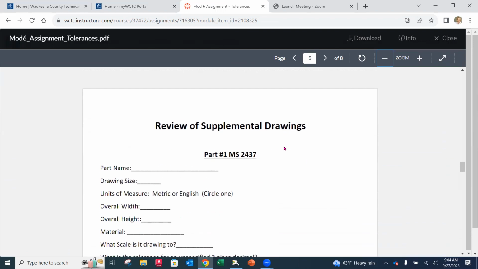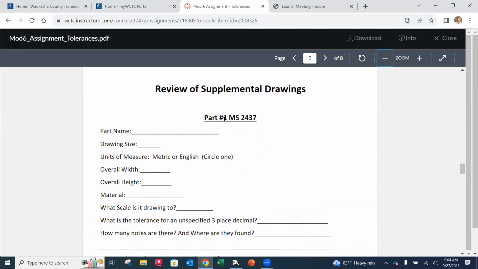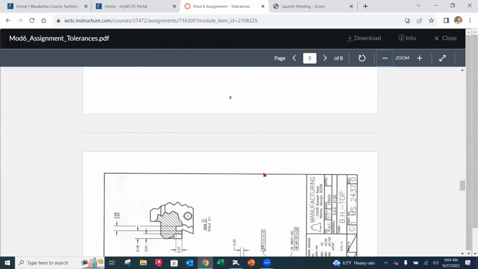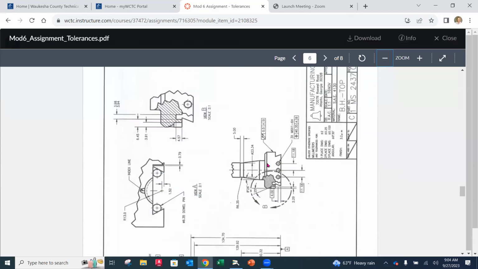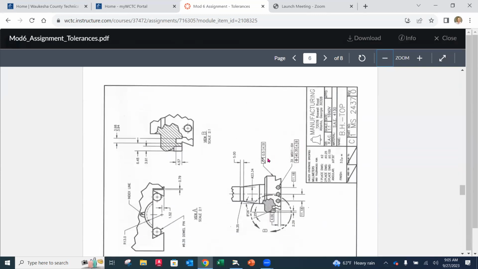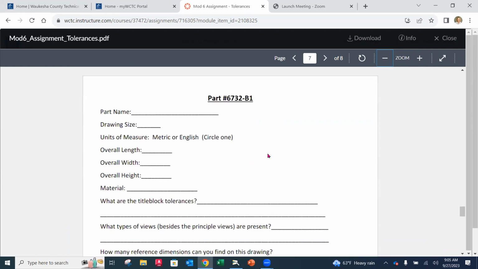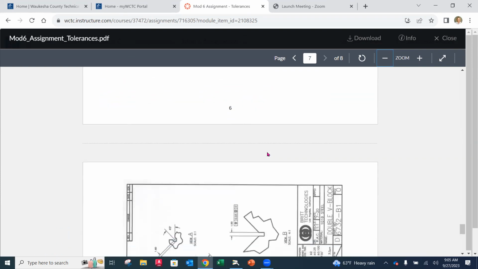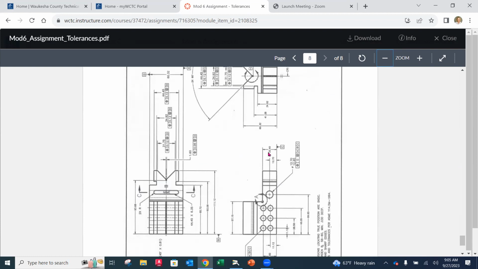Then as you move forward, I'm throwing these in here because this is kind of a good time. It's not a huge assignment, but we're looking at a couple supplemental drawings. So on the following page is this part number. And I want you to answer the following questions. You just simply fill in these values. What is the part name? What is the drawing size? What are the units of measure? And so on. Okay. And you're going to go down and reference that print right there. And then you're going to do a similar thing, with a little bit different questions, for the last page here.